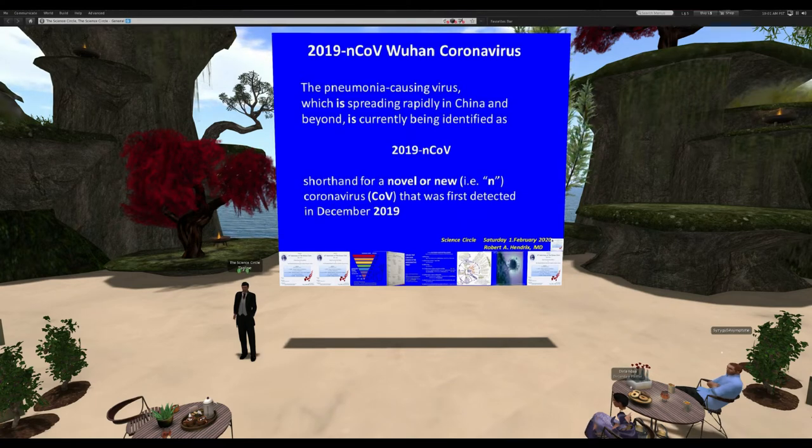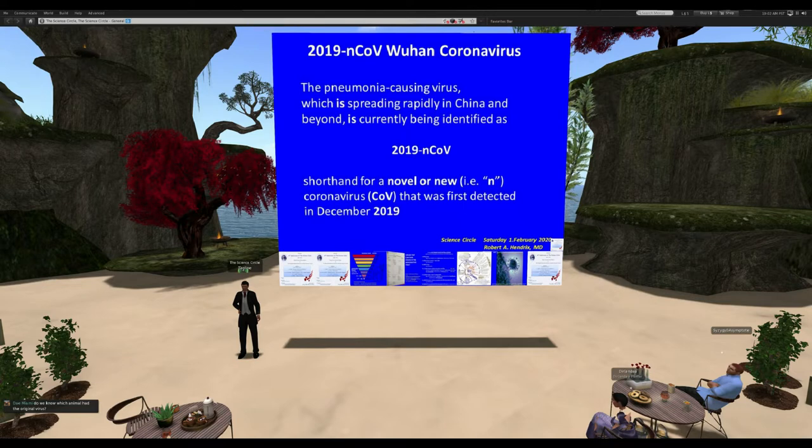The reason this virus that came out of Wuhan, China, is called 2019 nCoV is because it was 2019. Really, probably the index case or first case occurred in late November. It was December before they realized they had something going on. And so 2019 was the year it started.